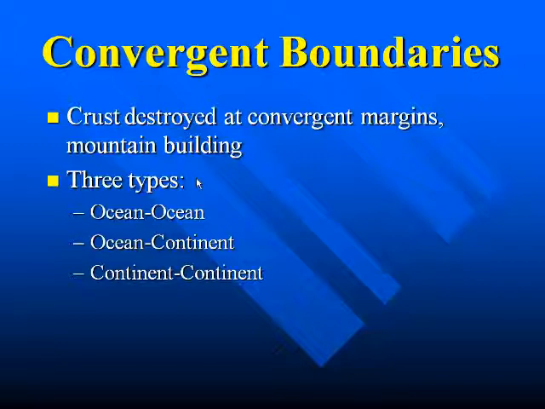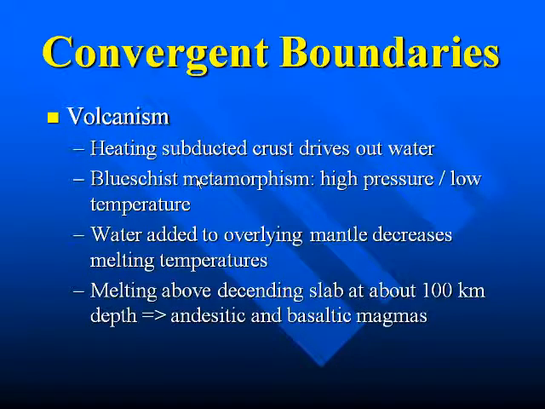And it makes a mountain. So you have 3 different types: an ocean-to-ocean boundary, an ocean-to-continent boundary, or a continent-to-continent boundary. This is where you get a lot of the crazy stuff, the volcanoes, the earthquakes, all that kind of stuff going on. I'll let you read through this on your own, but this is where you get that really active stuff.